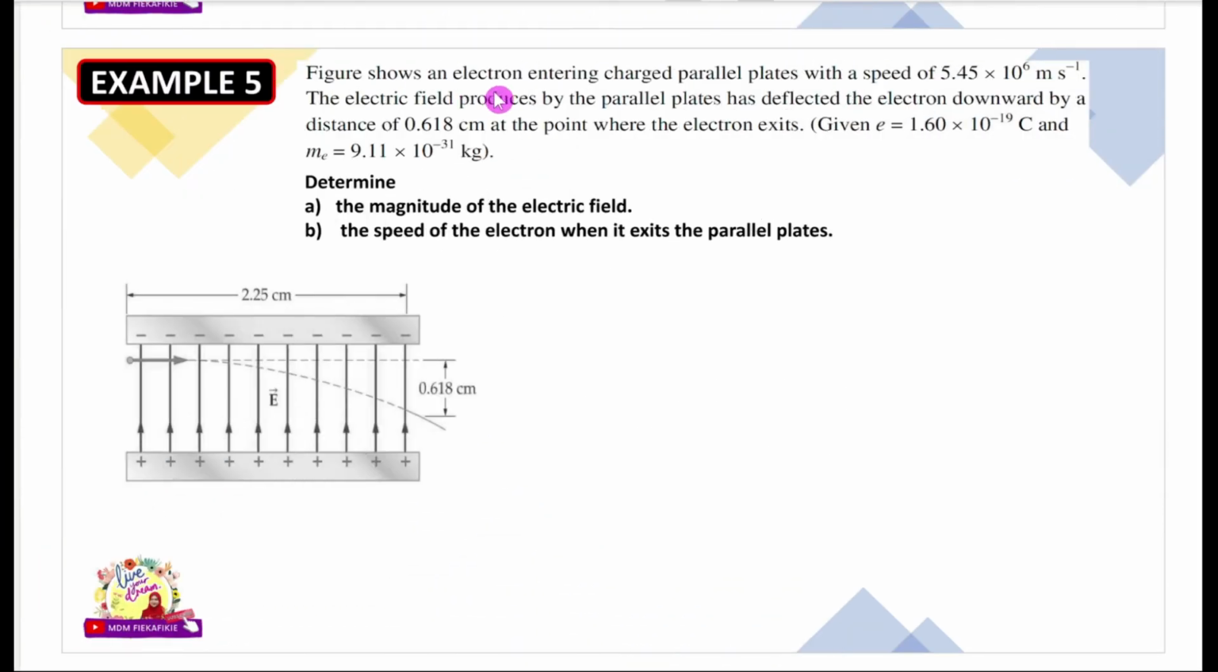So here we have an electron entering charged parallel plates with a speed of here. So kita ada ux here as usual. Okay, so this is the ux. So given that the electric field produced by the parallel plates has deflected the electron downward by a distance of 0.618 cm. So daripada soalan ini kita boleh nampak lah.